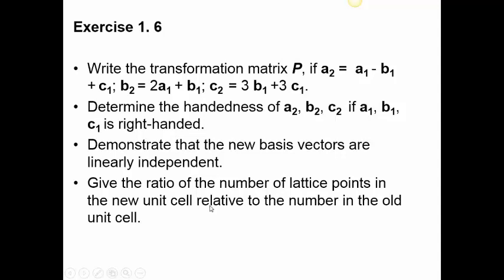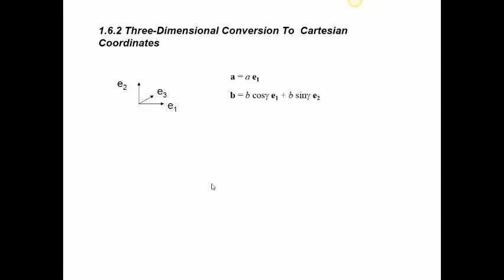And then if you want the ratio of the number of lattice points in the new set relative to the number in the old set, as in 2 dimensions, the number that you get for the determinant is exactly that ratio of the lattice points in the 2 cells.